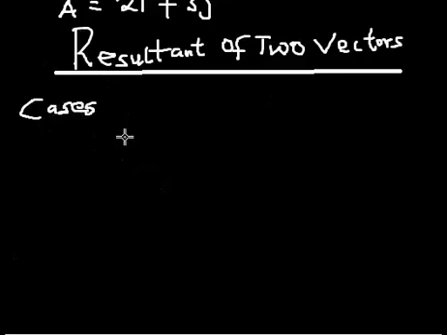So we look at the very first case, case 1. Before that, let's define the term resultant. The resultant of two vectors is actually the result of adding those two vectors together. For example, if you have two forces, let me use the very first case.